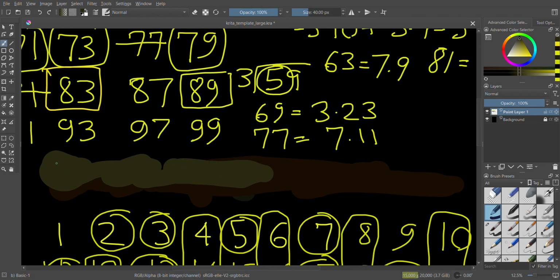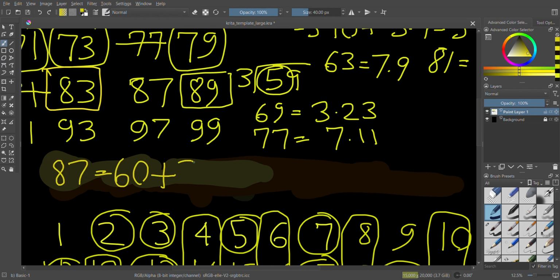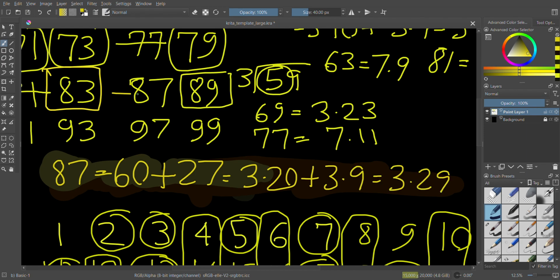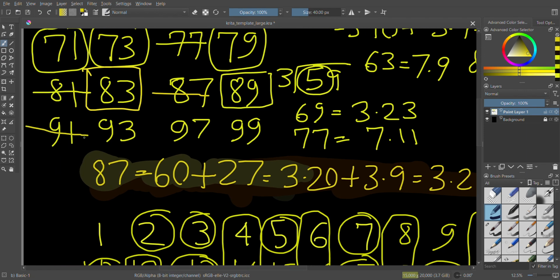Okay, so then 87 is 60 plus 27, which is equal to 3 times 20 plus 3 times 9, which is equal to 3 times 29. So 87 gets scratched out. Now 91, easy, it's 9 squared. 99, easy, because then I'm going to put it in here. I'm running out of space, is 9 times 11. Okay, then what about 93?